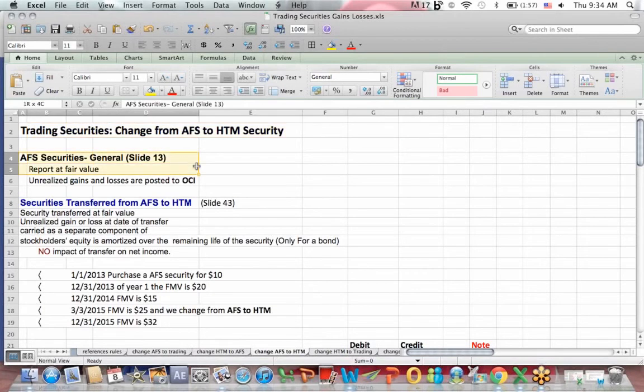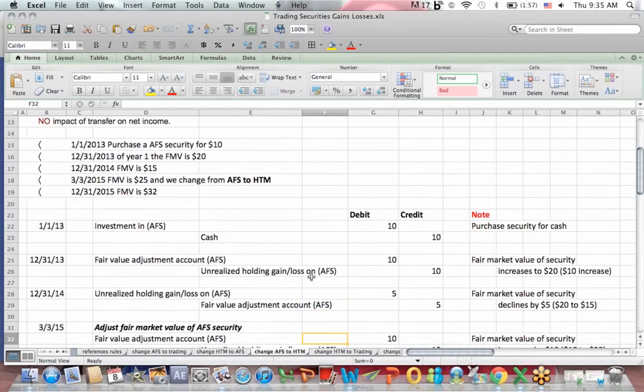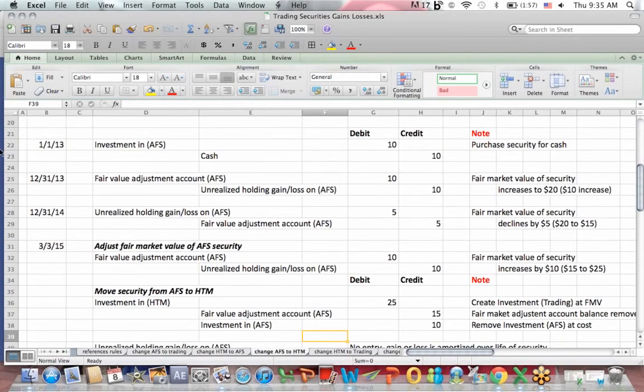So the rule is that available for sale securities are held at fair value, reported at fair value, and the unrealized gains and losses are posted to OCI, which is other comprehensive income. We've gone through this same example on video 8A, and I'll continue it. 1/1/13, we buy a security for cash. We buy an investment in AFS. It's an asset account, an investing account, and we pay cash, credit cash.